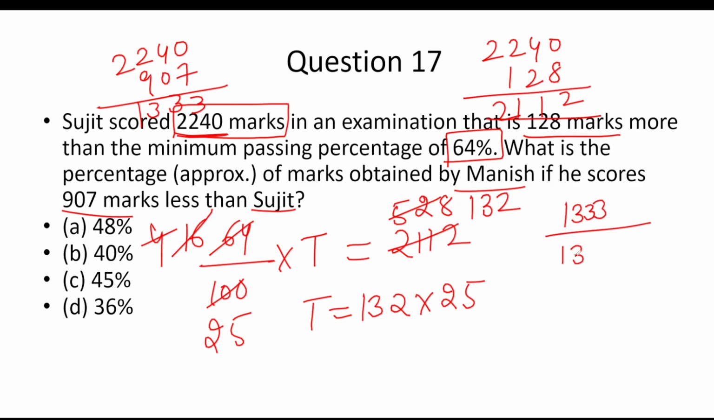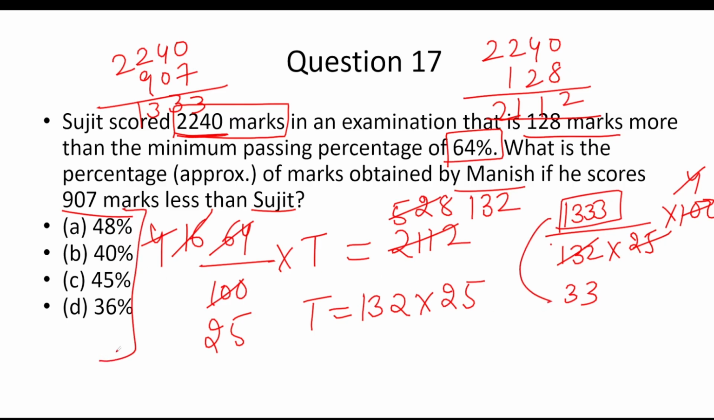Total score is 132 into 25 into 100, because the question is Manish's marks is what percentage? So how do we calculate the percentage? Marks obtained upon total marks into 100. So you can cancel this. This is 3, 3. After the cancellation, you can tell me what is the answer according to the options.